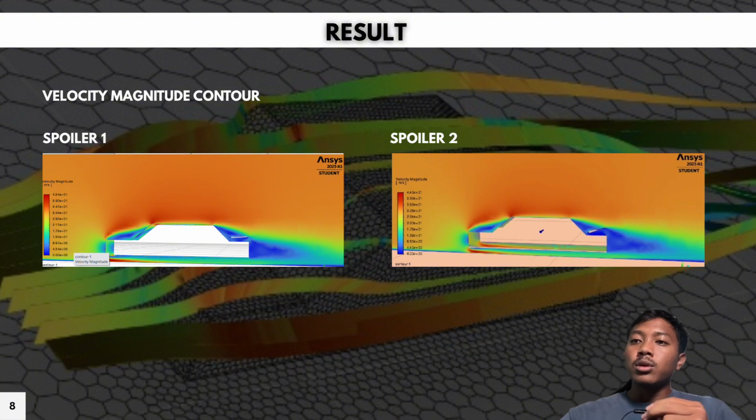Now, looking at spoiler 2, we see a more compact and streamlined wake. The blue region behind the car is smaller, indicating better flow attachment and pressure recovery. The airflow is redirected more efficiently, staying closer to the vehicle surface, which helps in reducing turbulence. This leads to lower drag and potentially higher downforce, enhancing the vehicle's overall aerodynamics.